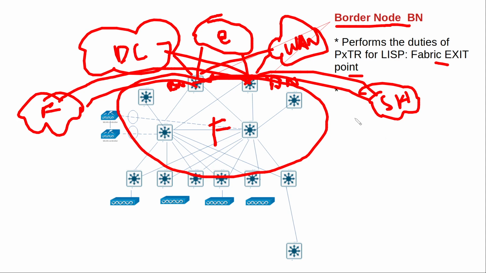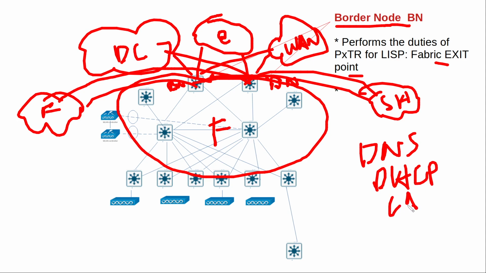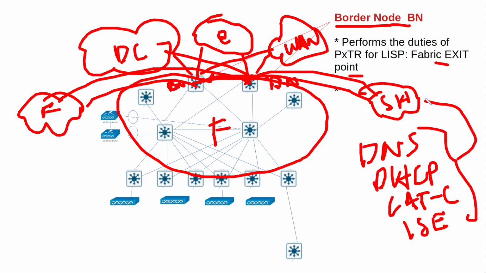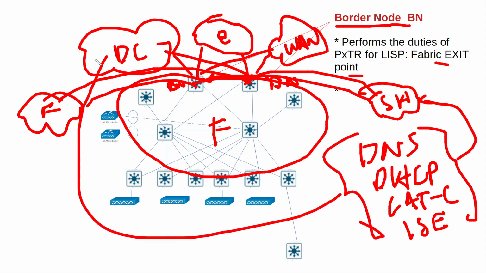Remember that in order to run your enterprise network, you need a DNS server, for instance, a DHCP server, and your Catalyst Center, formerly known as DNA Center, your ISE server, and these servers may live in your shared services block or they might live in your on-premise data center, depending on your network.